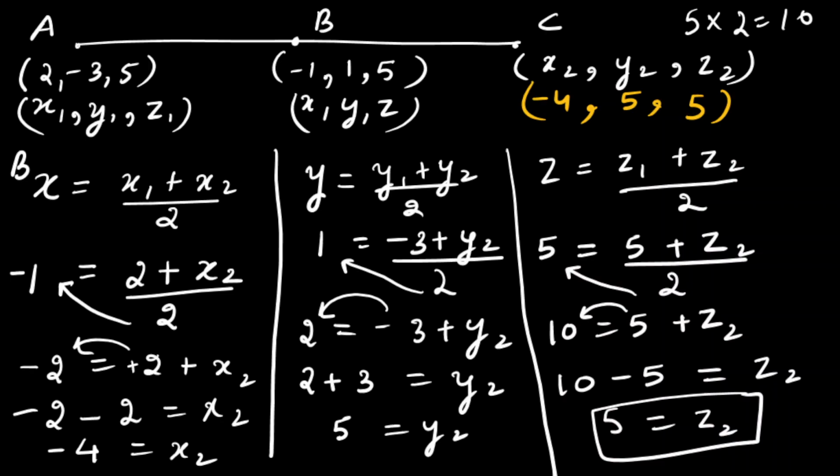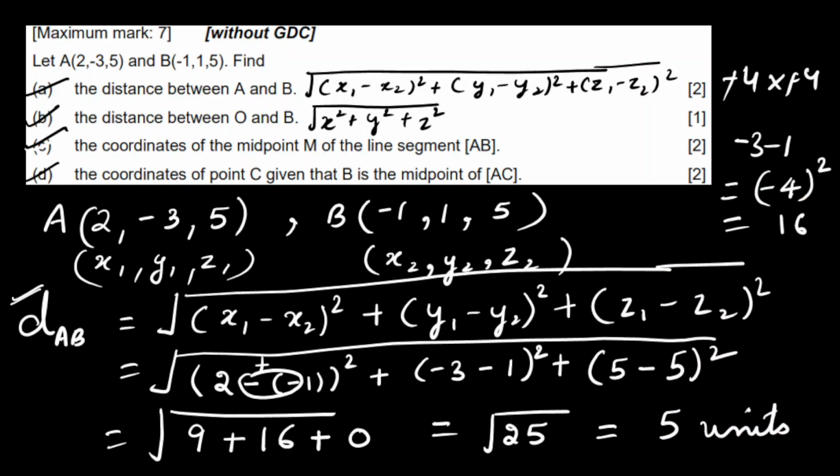So here we have completed this example. In this, we have found the distance between 2 points, the distance between origin and point B, the coordinates of the midpoint M of the line segment AB, and when AC is the line segment, we have found the coordinates of point C, where the coordinates of midpoint B were given to us.